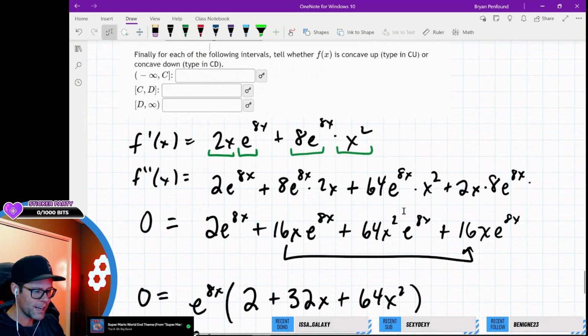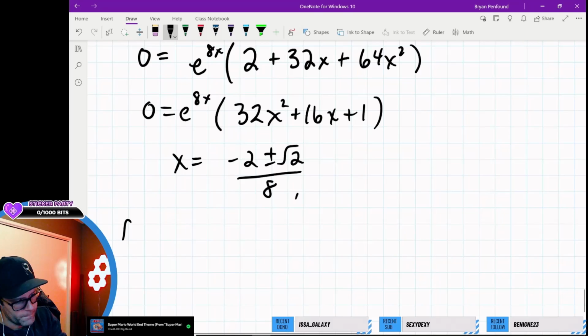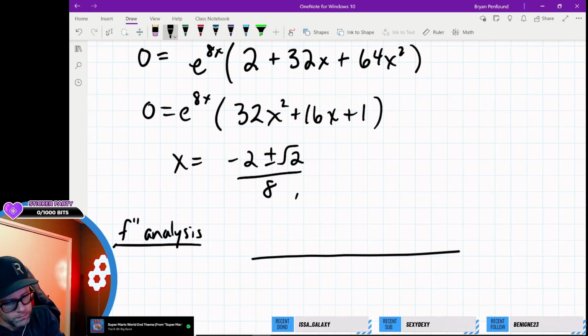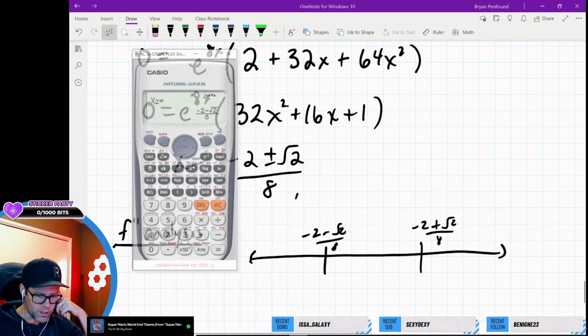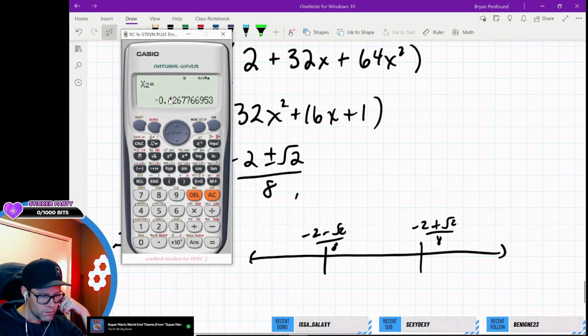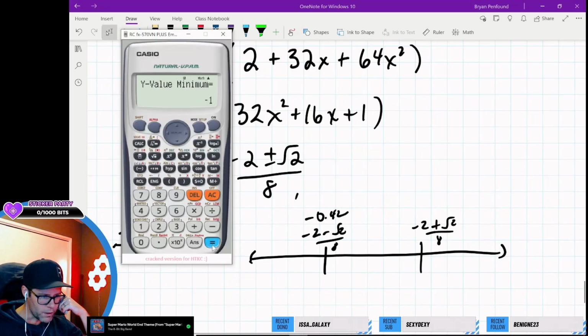And then we need to do a second derivative analysis on this. All right. Well, we have 2 potential inflection points. We have one here at -2 minus root 2 over 8. And then we have one at -2 plus root 2 over 8. I guess I should figure out what those look like as decimal numbers so I can know roughly what we're dealing with. So one is about -0.42. And what's my other one?